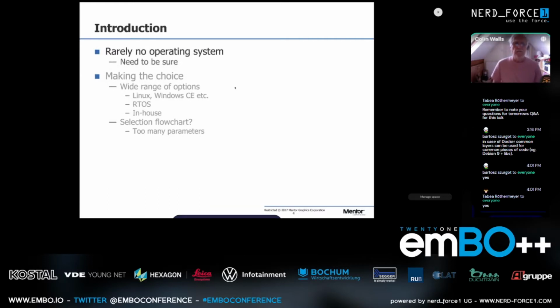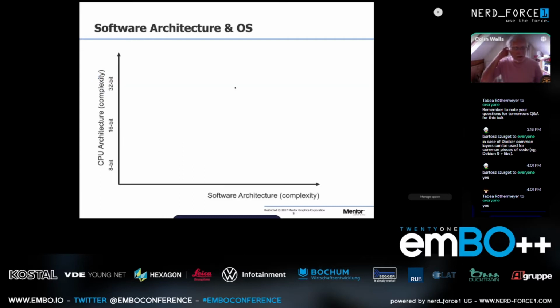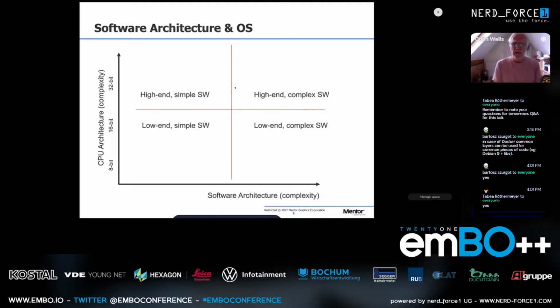First of all, there is rarely a situation when you need no operating system on modern embedded applications. If we look at the scope of different applications, we can plot a sort of graph. The horizontal axis is the complexity of the software, and the vertical axis is the complexity of the CPU, or the power of the CPU, if you like, which is broadly measured in bit size: 8, 16, 32, 64 goes off the top here. And we can divide this into 4 quadrants, really. And we can take those in turn.